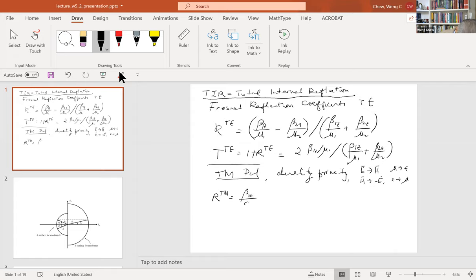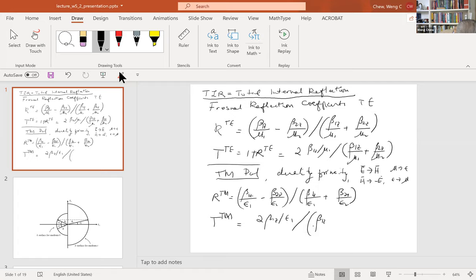Beta 1z over epsilon 1 minus beta 2z over epsilon 2, divided by beta 1z over epsilon 1 plus beta 2z over epsilon 2. And then TTM would be the same thing, 2 beta 1z over epsilon 1 divided by both beta 1z over epsilon 1 plus beta 2z over epsilon 2. Okay. So we will have total internal reflection with this coefficient if beta 2z becomes imaginary.